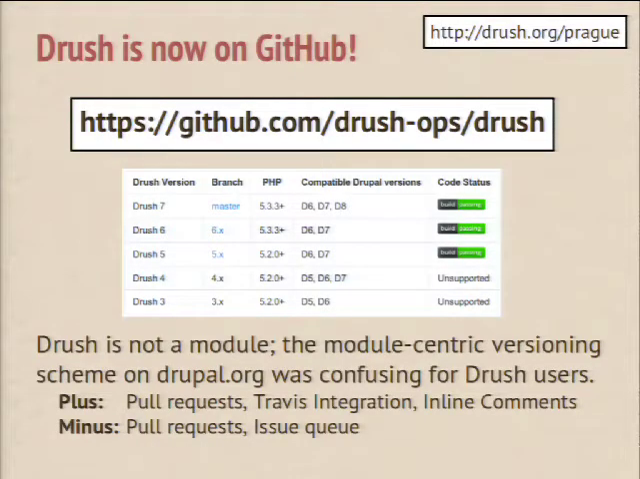So the Travis integration and inline comments have been great. Pull requests have been great. We've had some challenges, like pull requests, for example. It makes it a little challenging when you have multiple people working on the same patch compared to Drupal.org. But overall, it's been working out just fine.